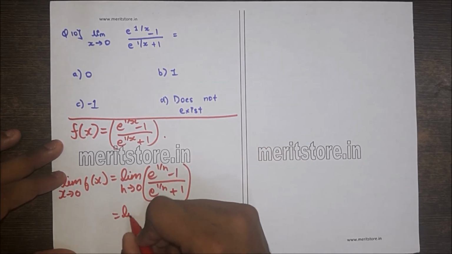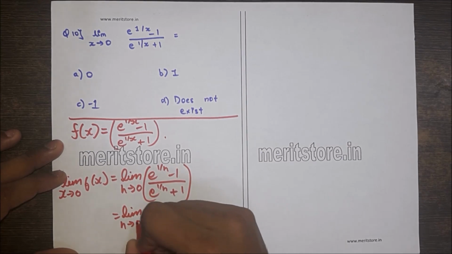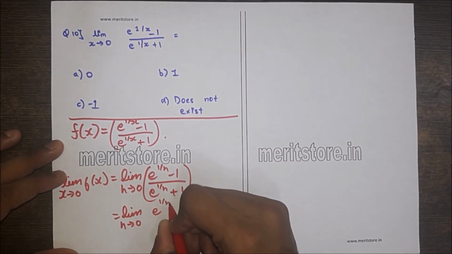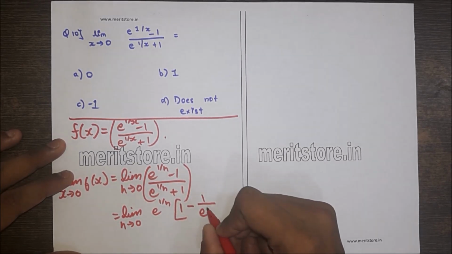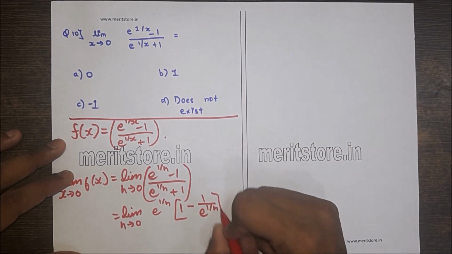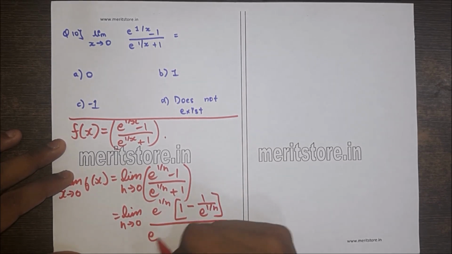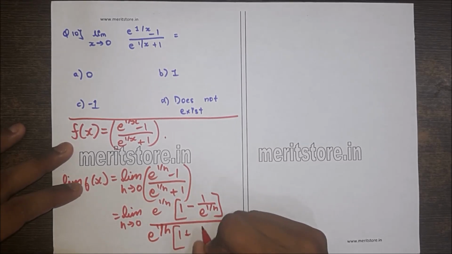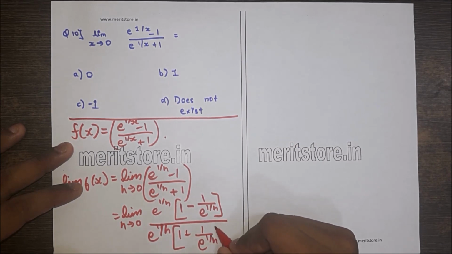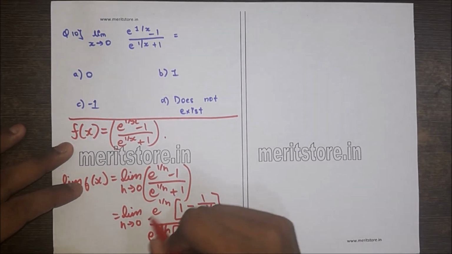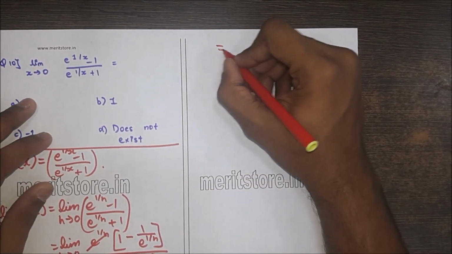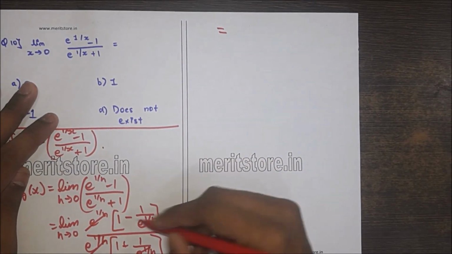which gives us limit of h tends to 0 e raised to 1 by h into 1 minus 1 by e raised to 1 by h whole upon e raised to 1 by h into 1 plus 1 upon e raised to 1 by h. These both terms getting cancelled leaves us with these two terms.